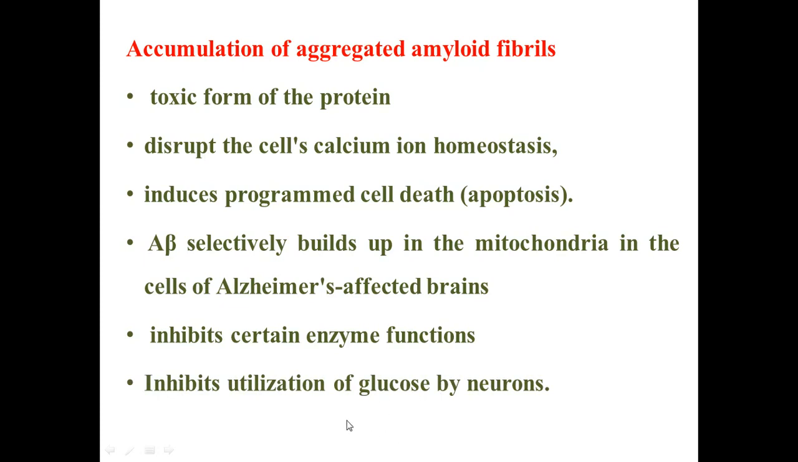And also in such patients, it inhibits the utilization of glucose by neurons. So what will happen? The neurons will starve of glucose and they will die. So now you know that because of this hypothesis, the neuron synaptic action is impaired and hampered, and plus the neurons die, which leads to dementia and ultimately to Alzheimer disease.